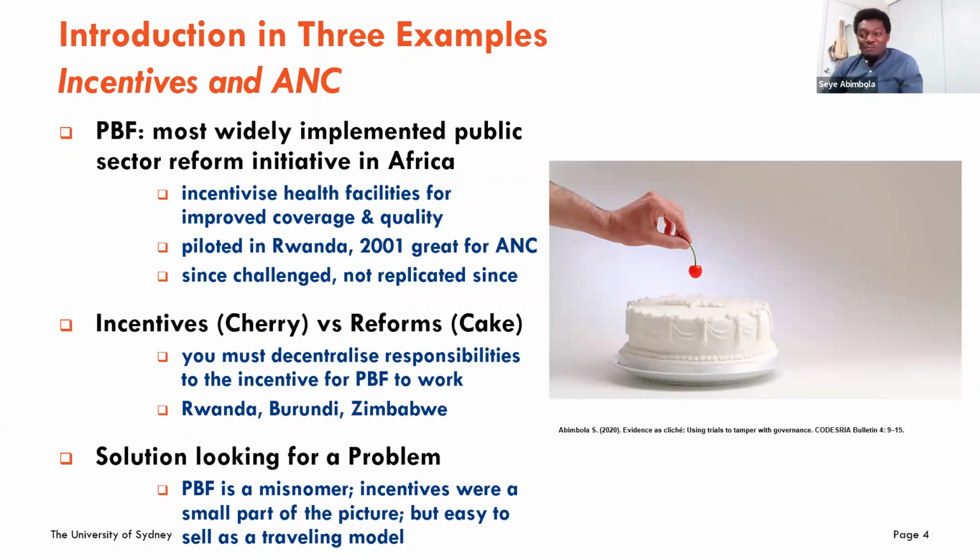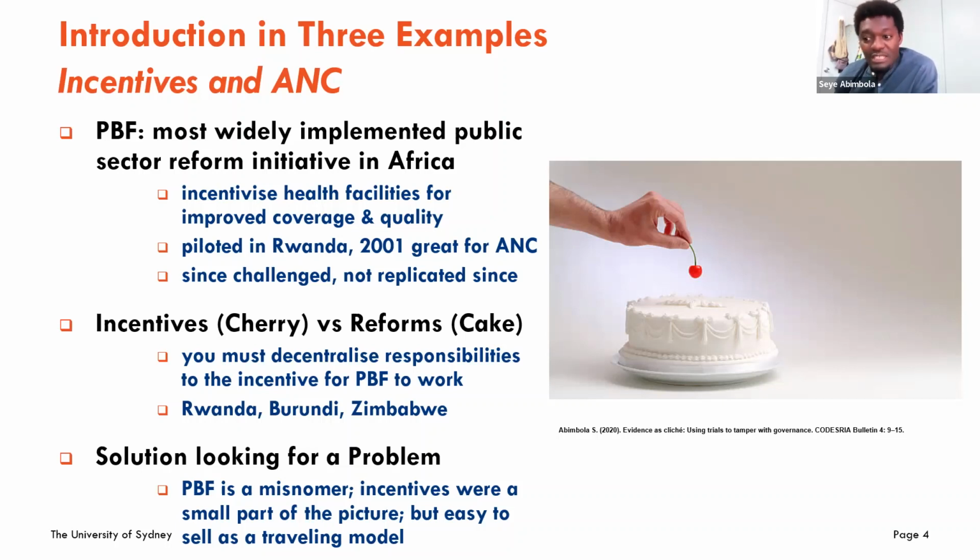And it's one of the most widely implemented public sector initiatives in Africa. That's how successful it is, because, of course, the World Bank puts a lot of money behind it. And the idea basically is that if you want a health facility to improve its services, you provide incentives to the facility. And you provide incentives matched with the extent to which they can improve coverage of the services they provide and the quality of services. And a lot of the initial piloting of this initiative was done for antenatal care. And of course, it was first tried in Rwanda in 2001. The results were great. Of course, again, those results have never been replicated, and those results themselves have been challenged repeatedly.